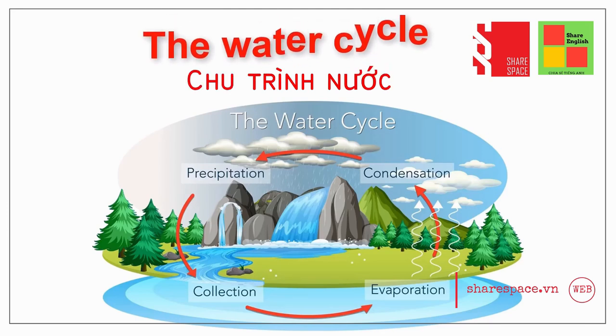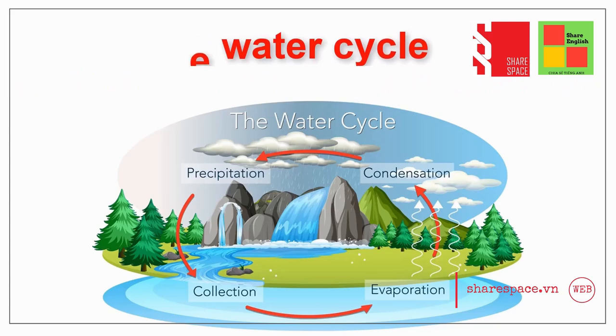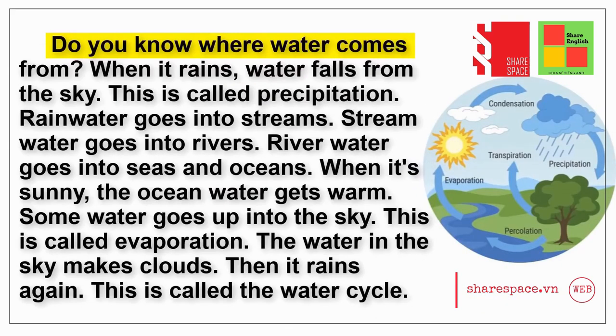The water cycle. Do you know where water comes from? When it rains, water falls from the sky. This is called precipitation. Rainwater goes into streams. Stream water goes into rivers. River water goes into seas and oceans.